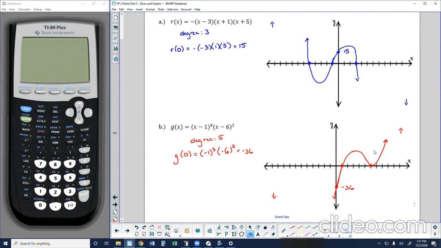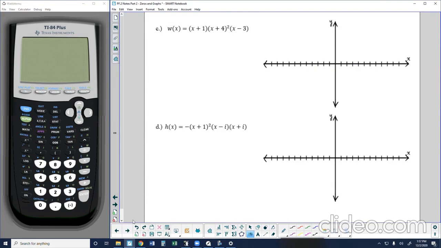It has the end behavior of up to the right, down to the left. It passes through my y-intercept of negative 6, through my x-intercept of 1, and bounces off my x-intercept of positive 6. Let's take a look at one more. Actually, at this point, let's see if you can pause the video and do C.